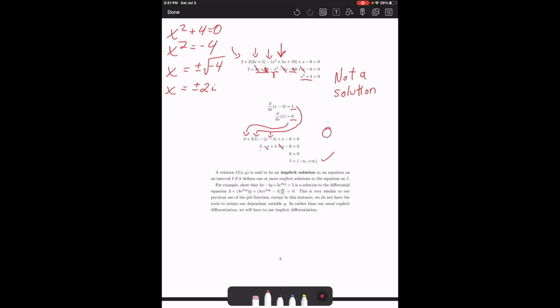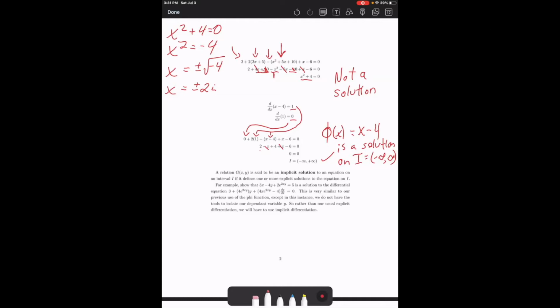So phi of x equals x minus 4 is a solution on I equals negative infinity to infinity. Our interval is all real numbers. Okay, so that was an explicit solution.